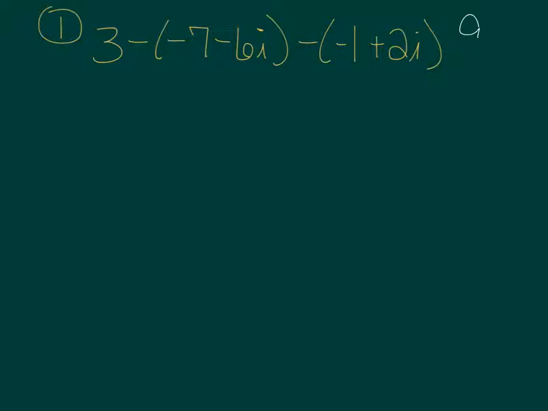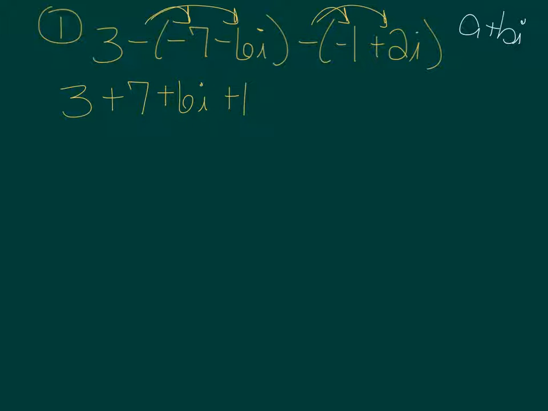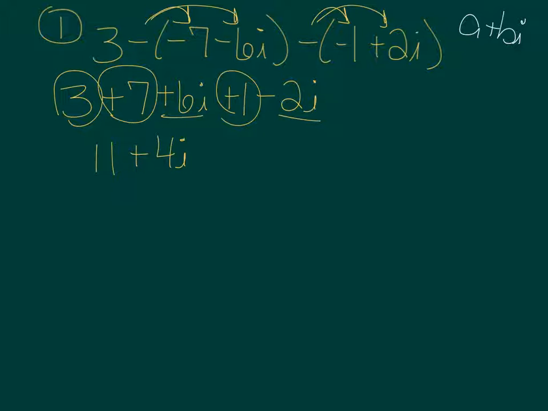If we have a complex number, standard form is a plus bi. So this one's pretty straightforward. We're going to copy 3. We're going to distribute our negative, which is a -1, so we get plus 7 plus 6i. We're going to distribute this negative. It changes the sign of everything in the parentheses. At this point, it becomes combining like terms. I see 3 plus 7, which is 10, plus 1 is 11. 6i minus 2i is plus 4i, so 11 plus 4i. I'm done.